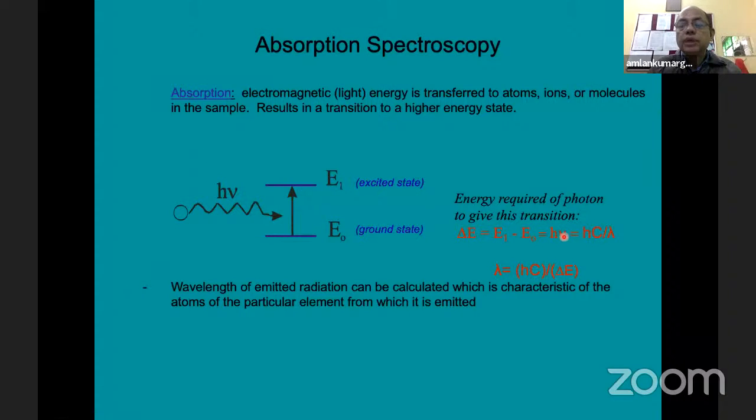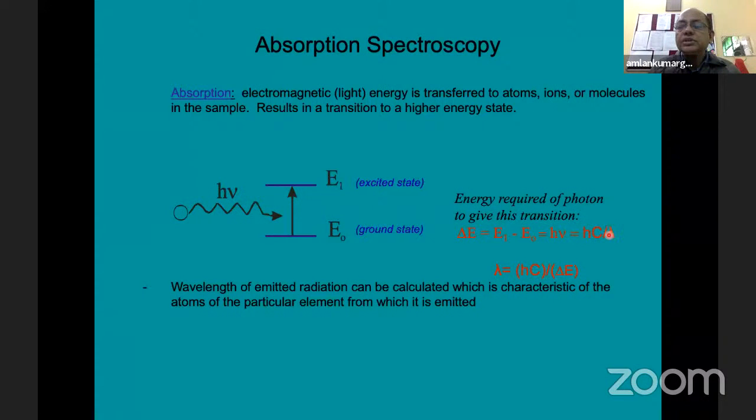Now we can change this frequency because the velocity of light c is equal to nu into lambda. So we can have nu is equal to c by lambda. So instead of nu, that is frequency, we can write c by lambda. c is the velocity of light and lambda is the wavelength of that radiation. So h and c, Planck's constant and velocity of light, both are constant. So delta E is a function of the wavelength of emitted radiation, because wavelength is what we can perceive.